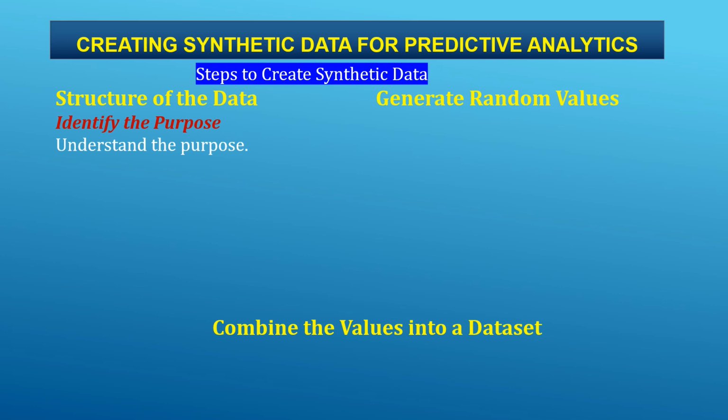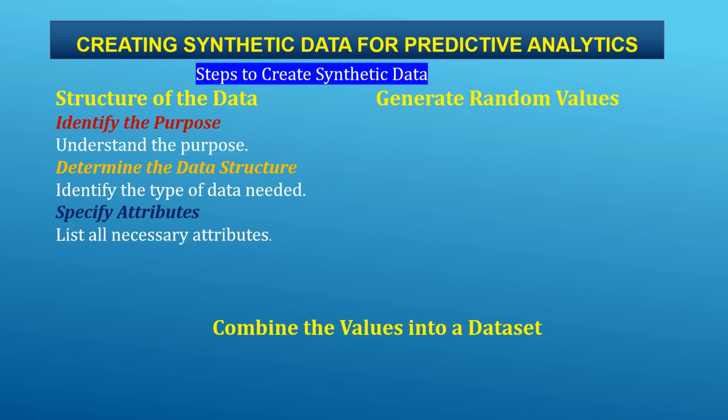Identify the purpose. Understand the purpose of creating synthetic data: machine learning training, software testing, privacy preservation. Determine the data structure. Identify the types of data needed: tabular, time series, text. Decide the format for the data, for example CSV, JSON, SQL. Specify attributes. List all necessary attributes: name, age, salary. Determine the data type of each attribute, for example integer, string, date.